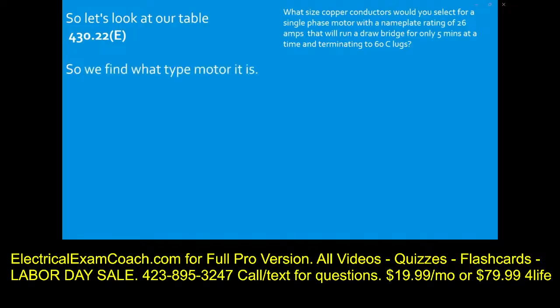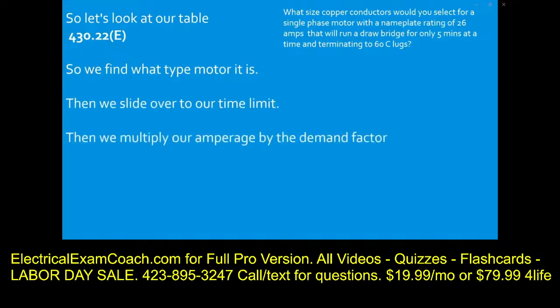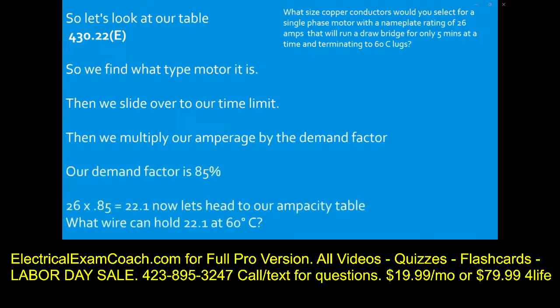So we find what type our motor is, then we slide over to our time limit, find our multiplier, and take our amperage and multiply it by that demand factor. In this case, it's 85%. So we take our nameplate rating, multiply it by 0.85, and that gives us 22.1 amps. Now we can head to our ampacity table and size a wire that can hold 22.1 amps from the 60 degree C column. When we get there, we come to the copper side, 60 degree C, and find a wire that can cover our known load. In this case, we're going to select C.